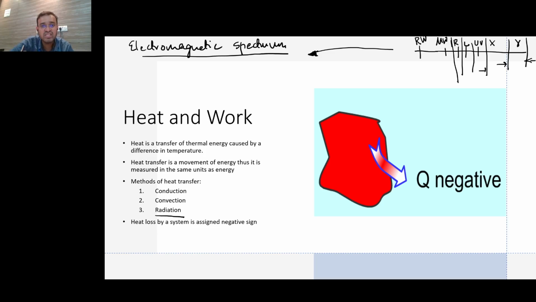Similarly, or conversely, if you take away heat from an object, from whatever system you're analyzing, you have to assign the amount of heat you have taken out a negative value. All right, so heat addition is positive, and heat removal or heat loss is negative. I hope that you all have understood the concept which I've covered in this class today. All right, that's it. Thank you very much.